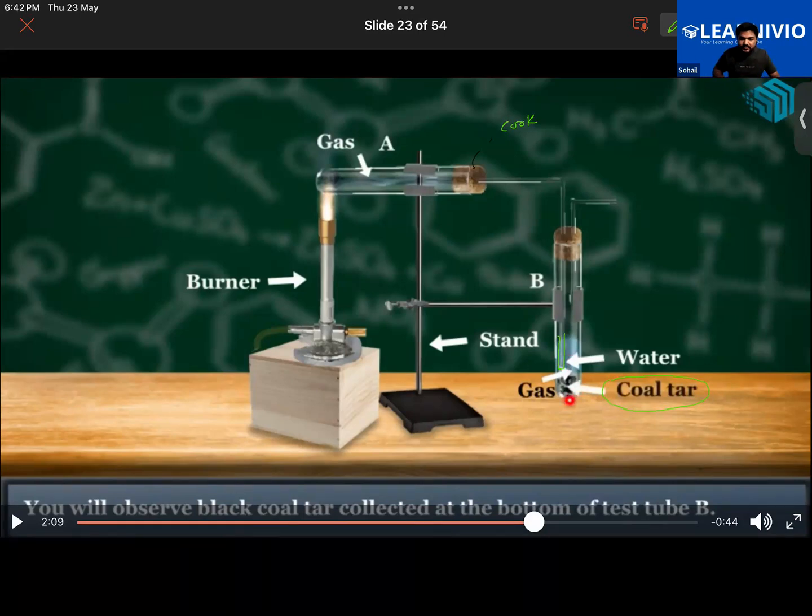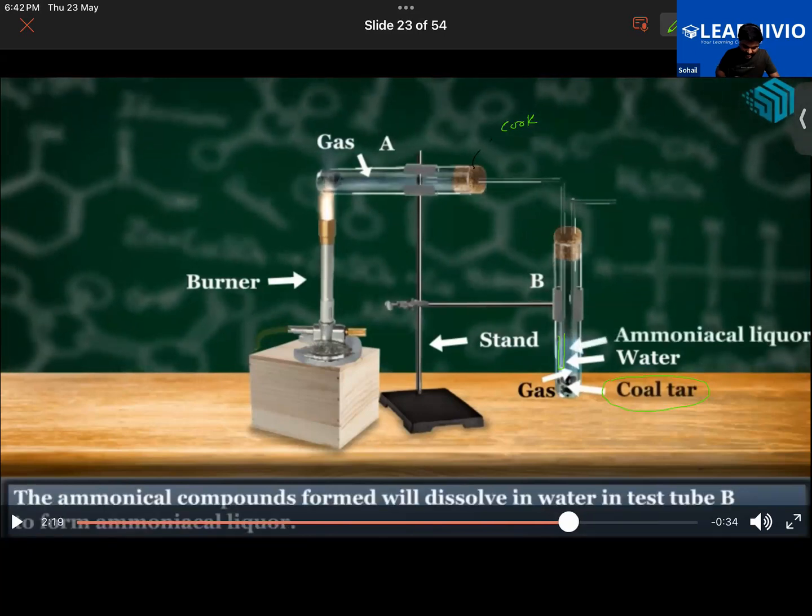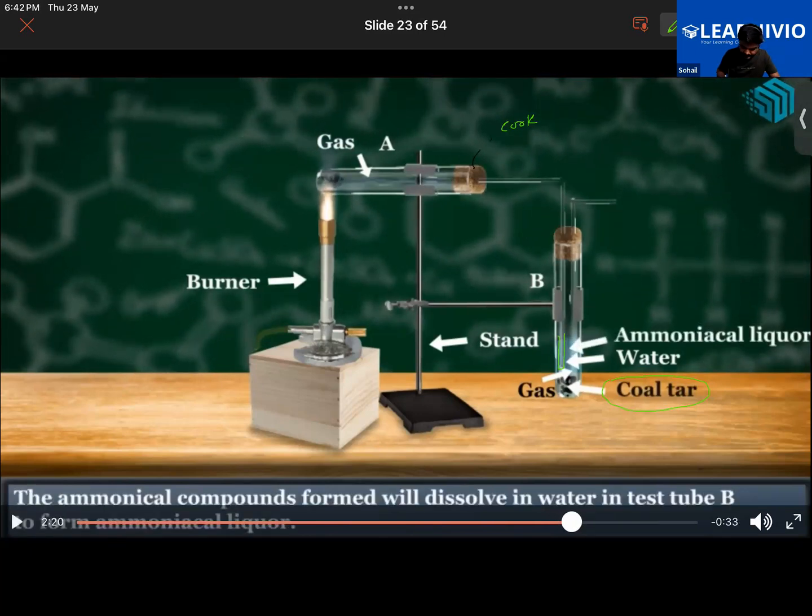Some component will settle down at the base of this glass beaker, and that is called coal tar. And some of the components of the gas will dissolve in water, and that will lead to the formation of ammoniacal liquor.